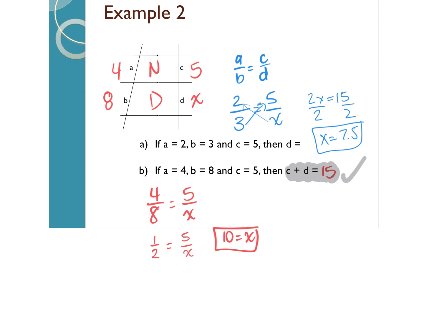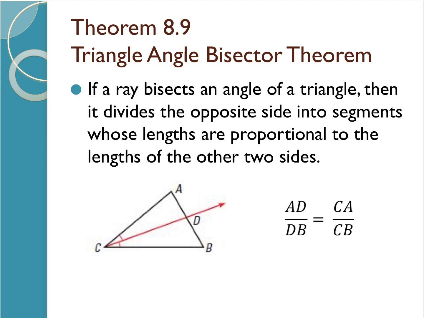Okay, so we still have one more theorem, guys, okay? The last theorem is the triangle angle bisector theorem. Now, it's the exact same thing. It's going to create a proportion for us, okay? Now, there's a very, very, very important misconception that happens in the triangle angle bisector theorem, okay? So pay close attention when I go over that misconception.